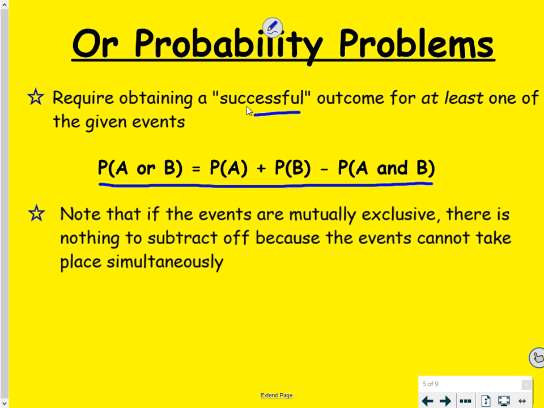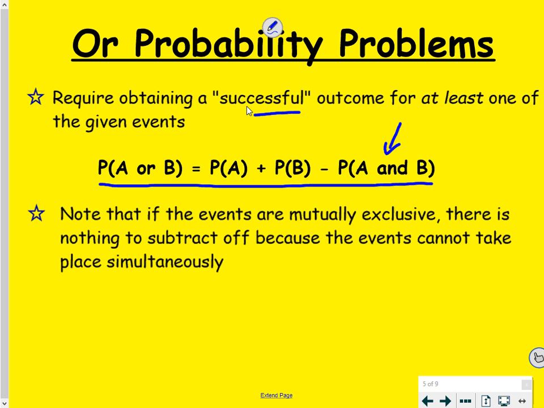All right, so we have this equation. The probability of event A or B occurring is the probability of event A plus the probability of event B minus the probability of event A and B, which is the number of times both of those events could occur at the same time. That would be the number of outcomes that both of those things have in common.